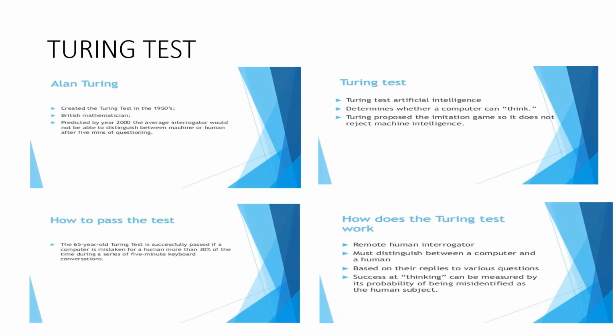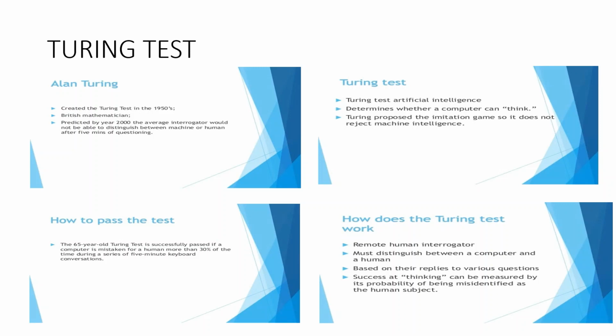You know that. Now let us learn what the Turing test is. The Turing test is a test for artificial intelligence. It determines whether a computer can think or not. So in this test, we determine whether a computer can think or not. Turing proposed the imitation game so that it does not reject machine intelligence.